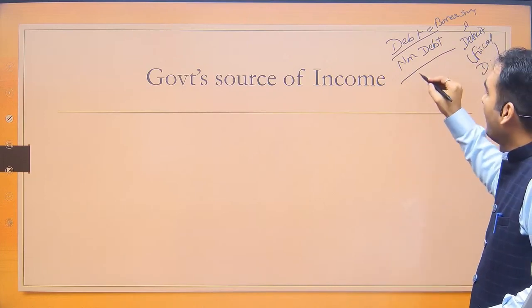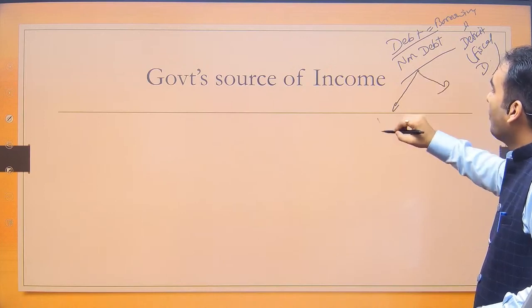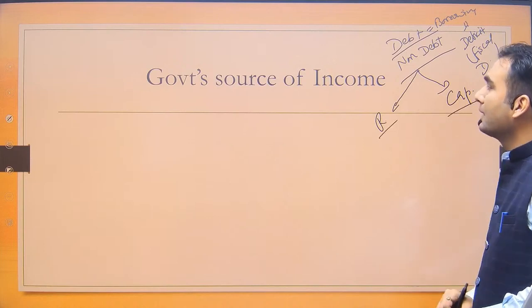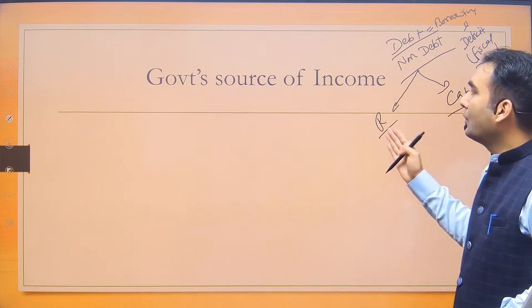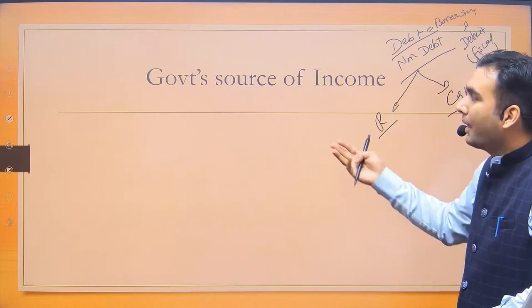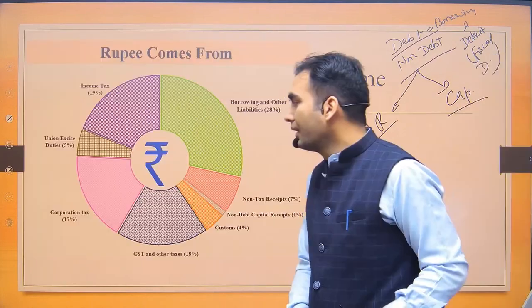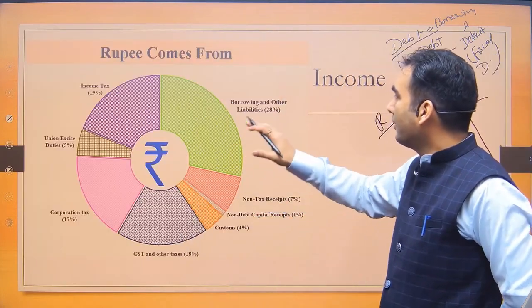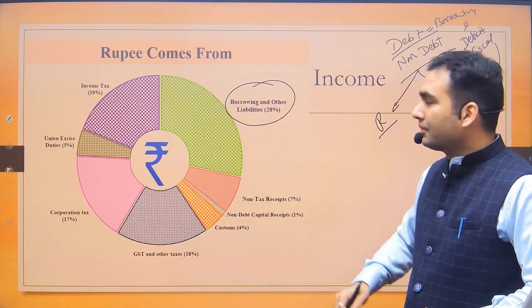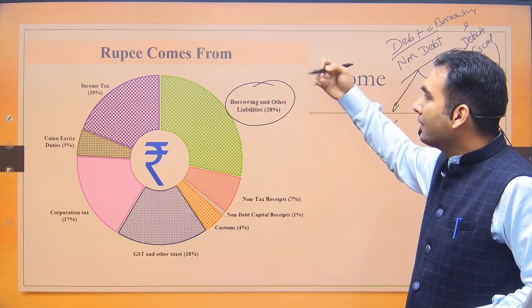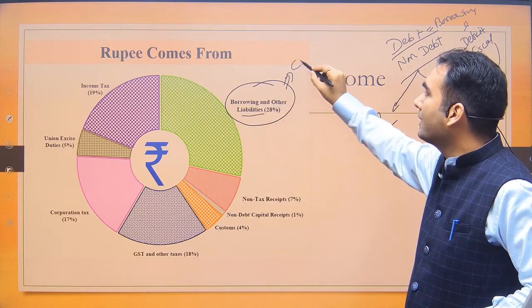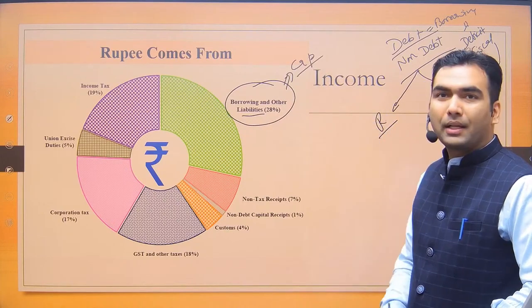Okay, and then there's non-debt. Non-debt can be in two categories: one is revenue, another is capital. Give me a few examples of which are the revenue receipt items and which are the capital receipt items. Few examples please, till then I will tell the other things. So this is borrowing and other liabilities. Will it go into capital or revenue? Borrowing and other liabilities, whatever is coming, would come under capital since it's a change in assets and liabilities. That's the definition. So it would be part of the capital account.